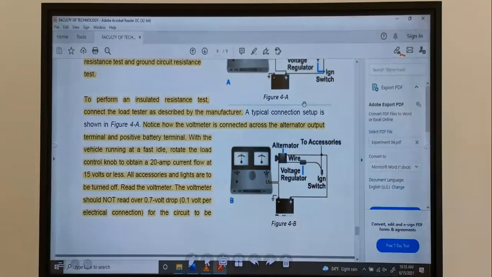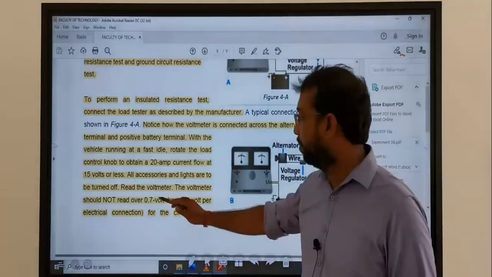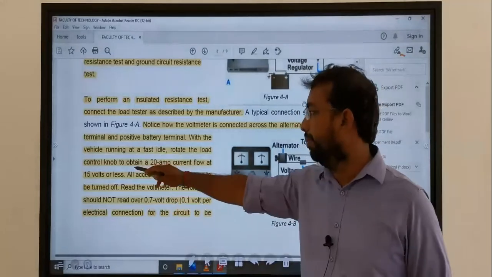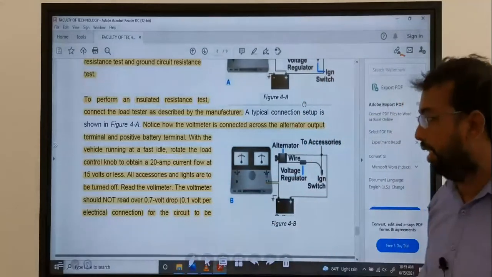Read the voltmeter. First we check the voltmeter is at 15. Suddenly the voltmeter reading drops to a smaller value. That means a 0.7 voltage drop, from 15 to now 14.3.